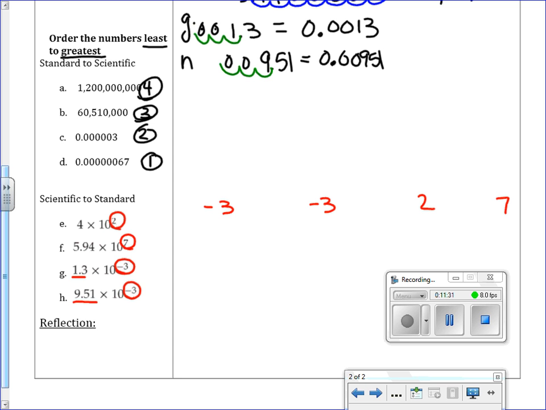What's smaller? 1.3 or 9.51? You should have said 1.3. So we would say 1.3 times 10 to the -3rd, and then we would say 9.51 times 10 to the -3rd. Then we would say 4 times 10 to the 2nd, and then we would say 5.94 times 10 to the 7th. And there we've just ordered our numbers from least to greatest.